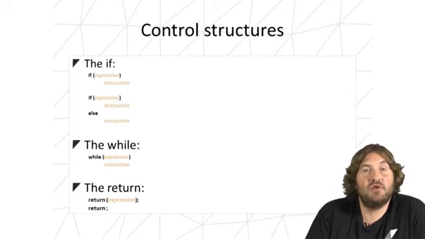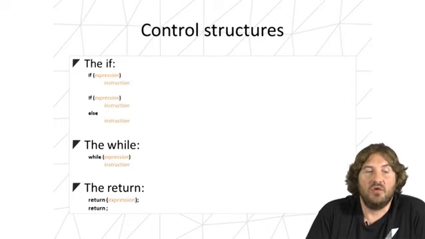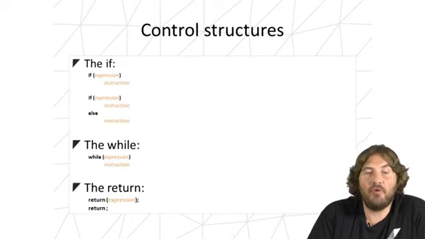So, up till now, we've seen variable declarations, instructions, and now we're left with control structures. In C, there are several control structures. We'll see 3. Actually, we'll see 4, because 2 of them are very much alike.